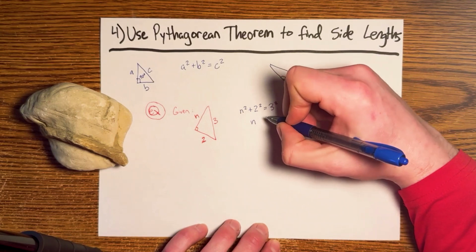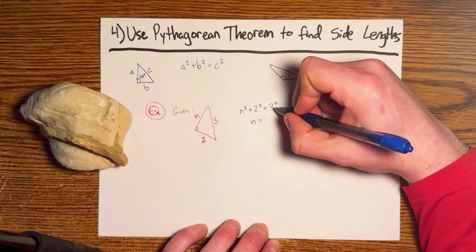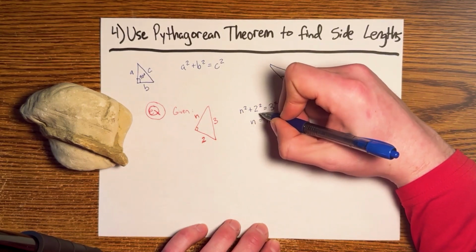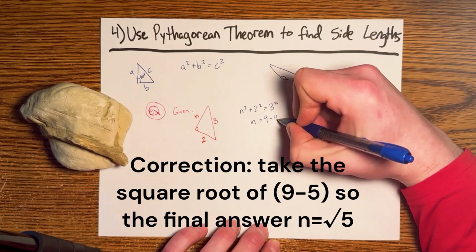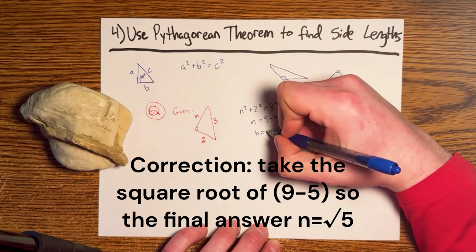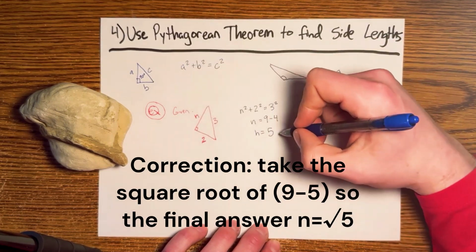Then we'll come through and we know that that's going to be 9. We'd subtract 2 squared from each side, which is subtracting 4. n squared is equal to 5. That's the answer.